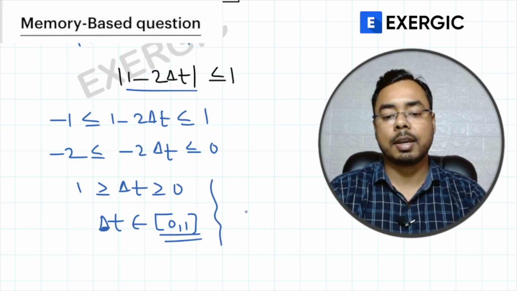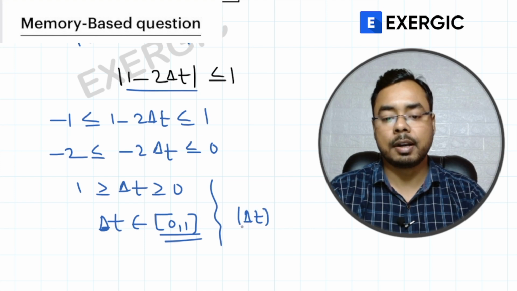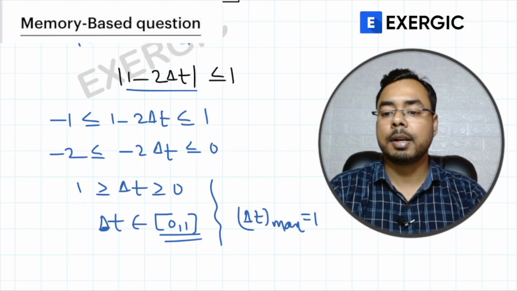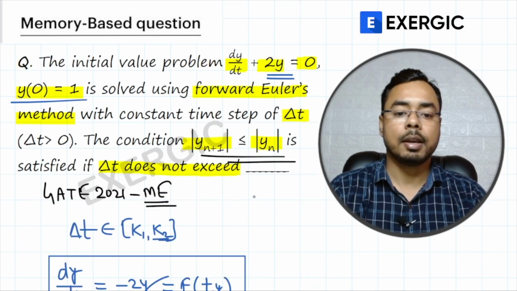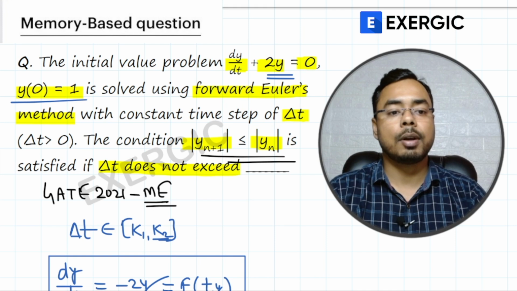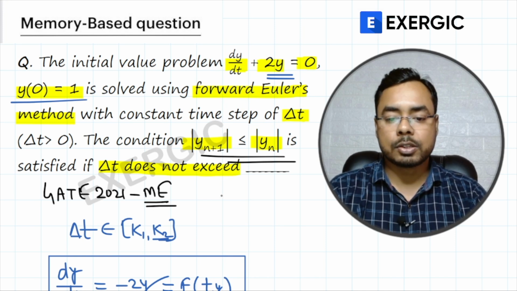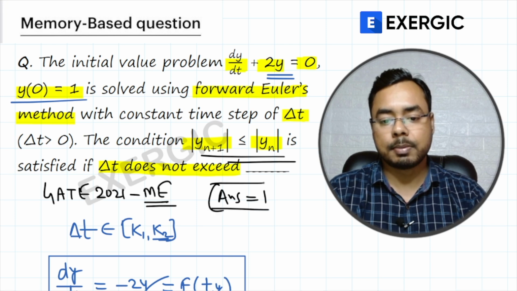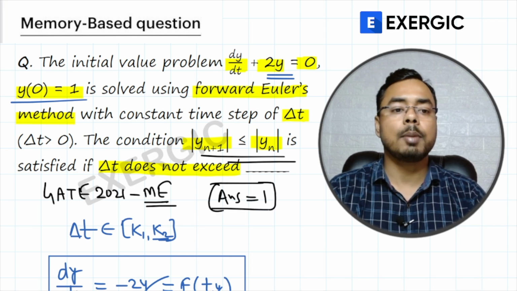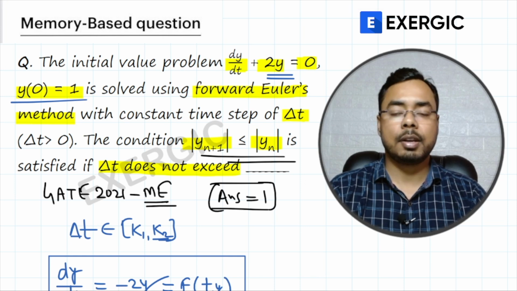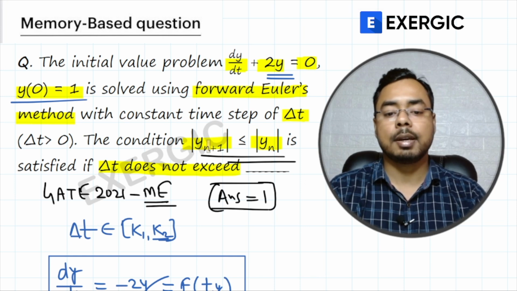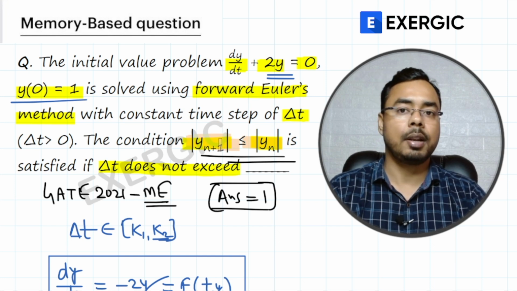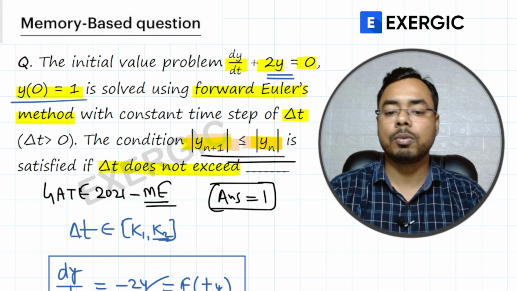So this was the problem. We had to find the maximum value of delta t for which the system is stable. So the correct answer is delta t max equals 1. So the answer for this problem is 1. This was a slightly different problem, but this type of question has been asked earlier also. And the interesting part is that even if you don't know the criteria for stability, simply write the relation and then you have to satisfy this inequality: y_{n+1} is less than or equal to y_n, right?